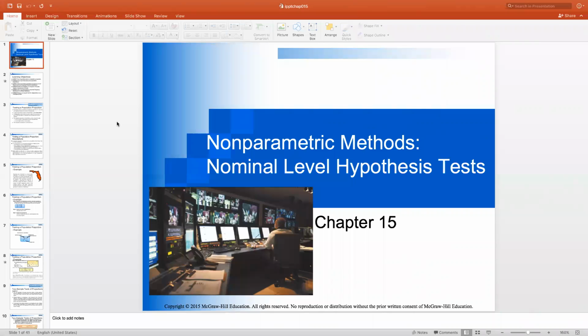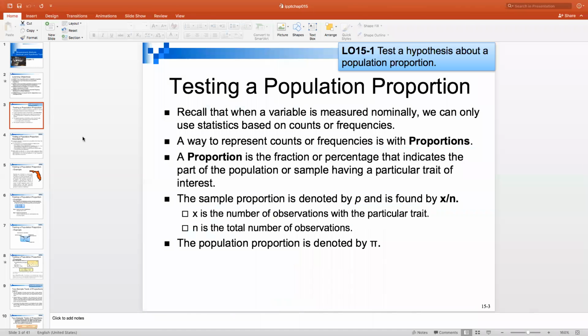Okay, so there's three major takeaways from what we're interested in chapter 15. The first area we're going to look at is testing the population proportion. Now, we've done proportions before in this class as well as business stats. So you're familiar with that word as it relates to some percentage of the whole, right? A proportion, some percentage, which is part of the population or sample.